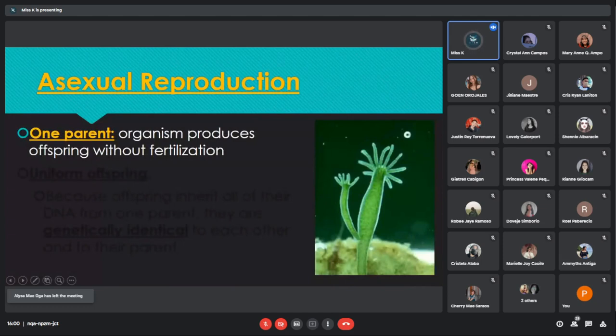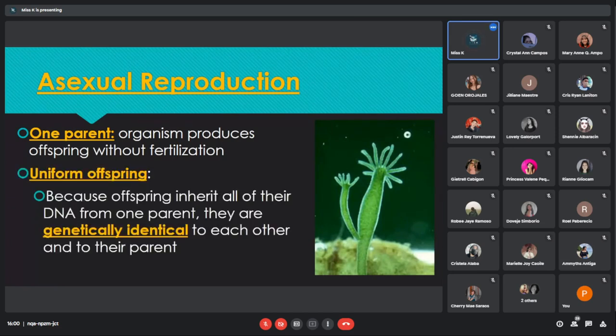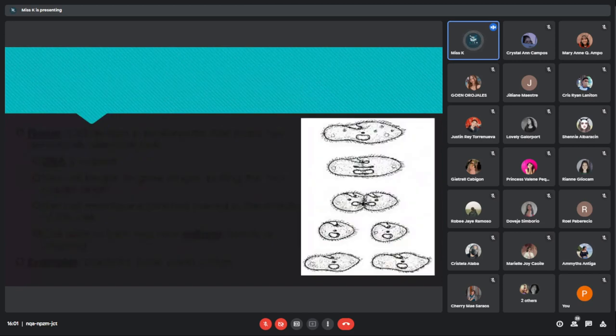Okay, asexual reproduction mainly involves one parent. Meaning the genes passed on to the offspring are the same, and no variation occurs. Okay, unlike sexual reproduction, the species or living organism can reproduce without fertilization. So it is a strong, independent organism, with no help from another organism. The organism can reproduce on its own. This will cause uniform offspring, with the same DNA and genetic material as the parent, because only one participated in reproduction.